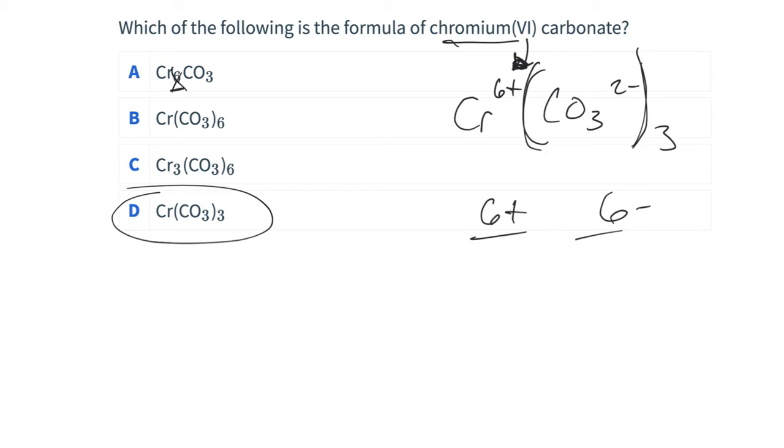Okay, so again, just remember the Roman numeral is a system we use for transition metals. The transition metals in the middle of the periodic table can have a variety of charge states. Most of those metals can form more than one common charge state.